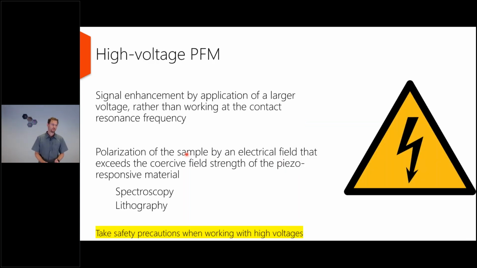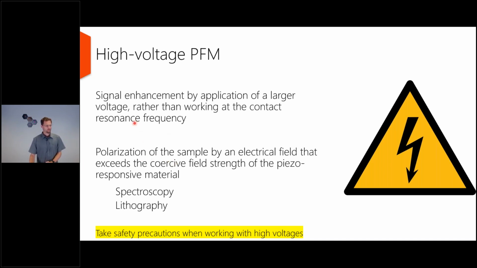Other flavor of PFM is high voltage piezo response force microscopy. And why do you want to do that? As said, we have very small signals, only some tens of picometers, and sometimes they are very difficult to measure. And you can, of course, try to enlarge your amplitude above 10 volts to get a larger response, and instead of working at the contact resonance frequency, working below, off resonance, sometimes has the advantage that it's a bit more straightforward to get it quantified than working at the resonance frequency.